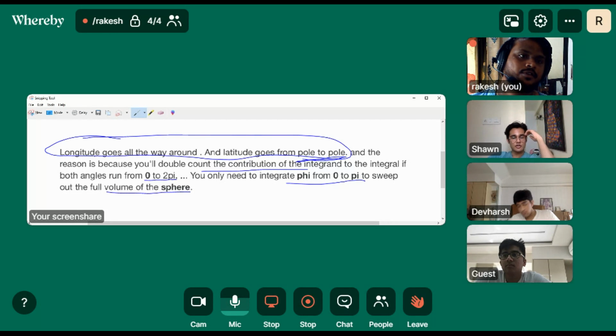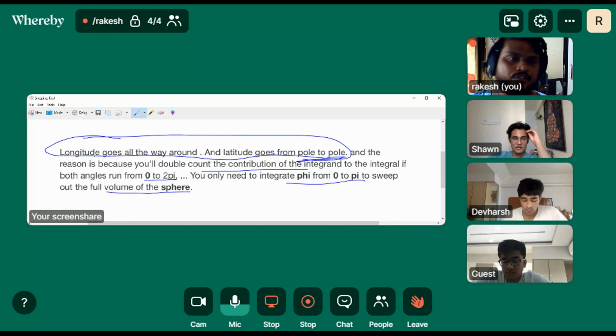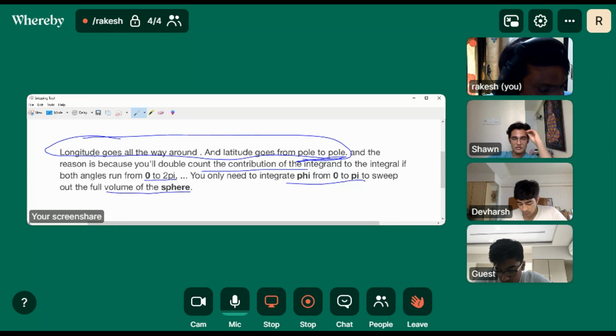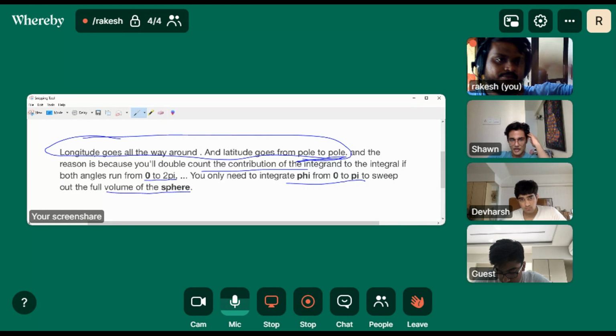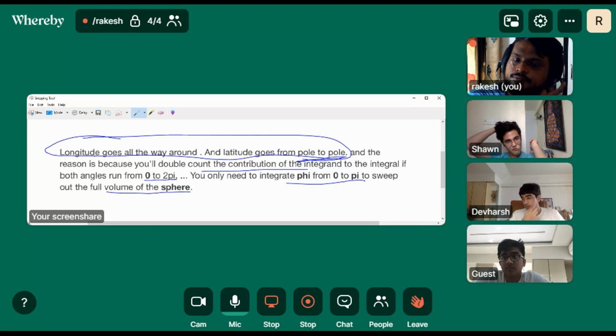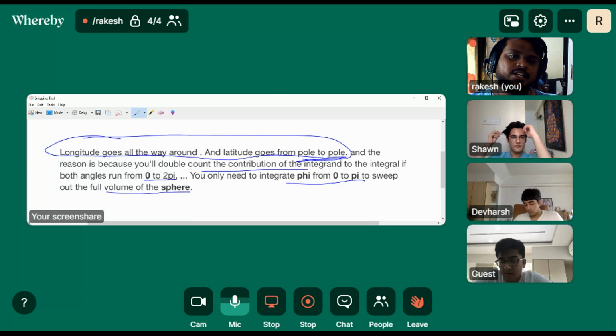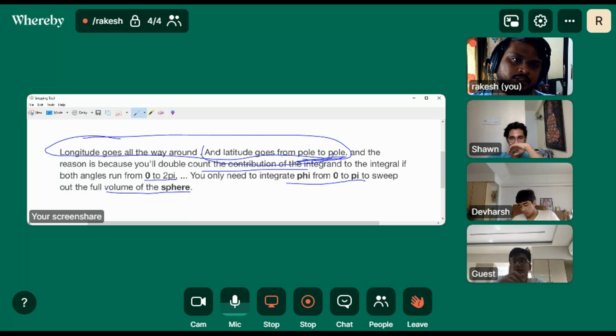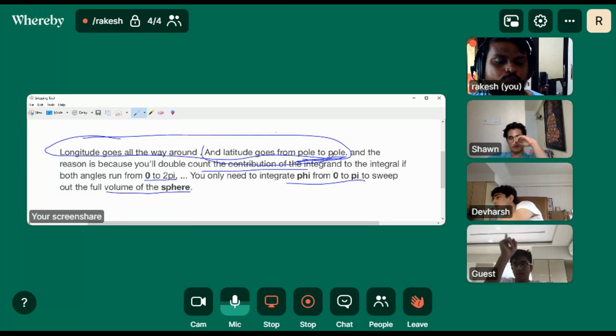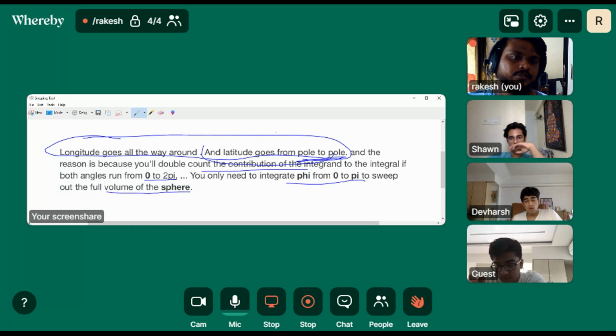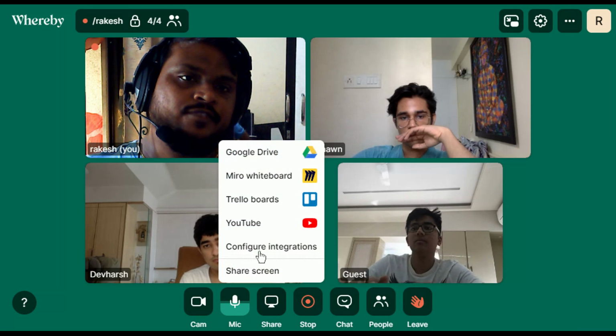Longitude goes all the way, latitude is horizontal. You learned it in school also. Latitude is horizontal, and longitude is like this, vertical. Latitude goes from pole to pole, that's what I think. See, pole is here, no? We have the north pole and the south pole, two endpoints. See, latitude goes from pole to pole, right? And we have north and south pole.